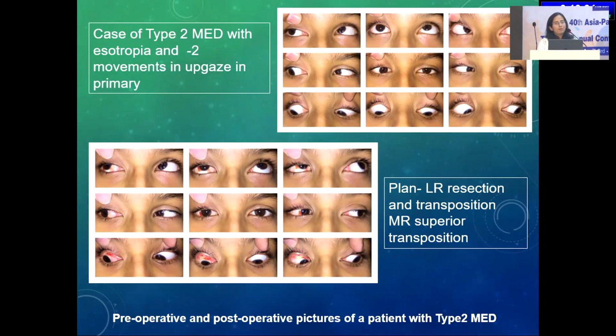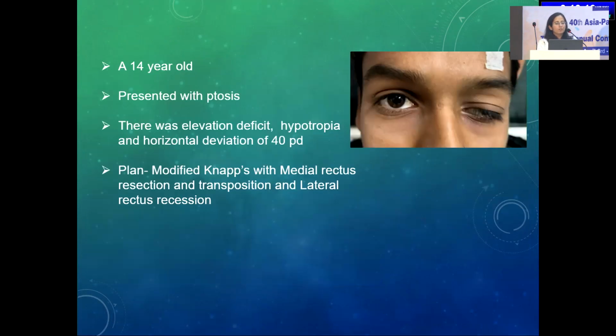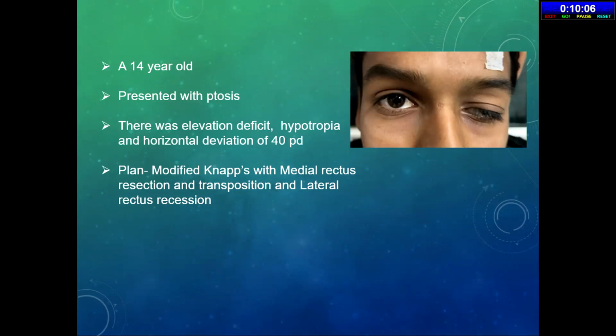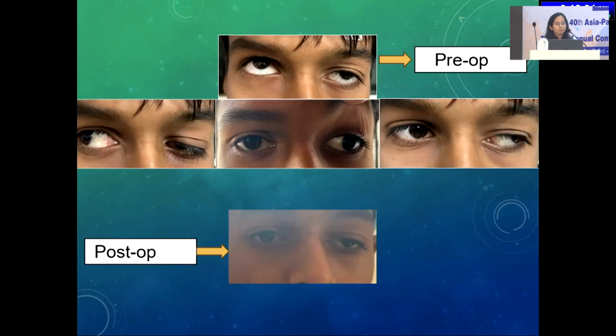Now, this is another case of type 2 monocular elevation deficit where the inferior rectus was found to be free, and hence the plan, because the patient had esotropia, was medial rectus recession along with lateral rectus resection and superior transposition, and we can see in the images that there is a gross improvement in the elevation deficit as well as in the horizontal deviation too. And another case of type 2 monocular elevation deficit where similar plans were done.